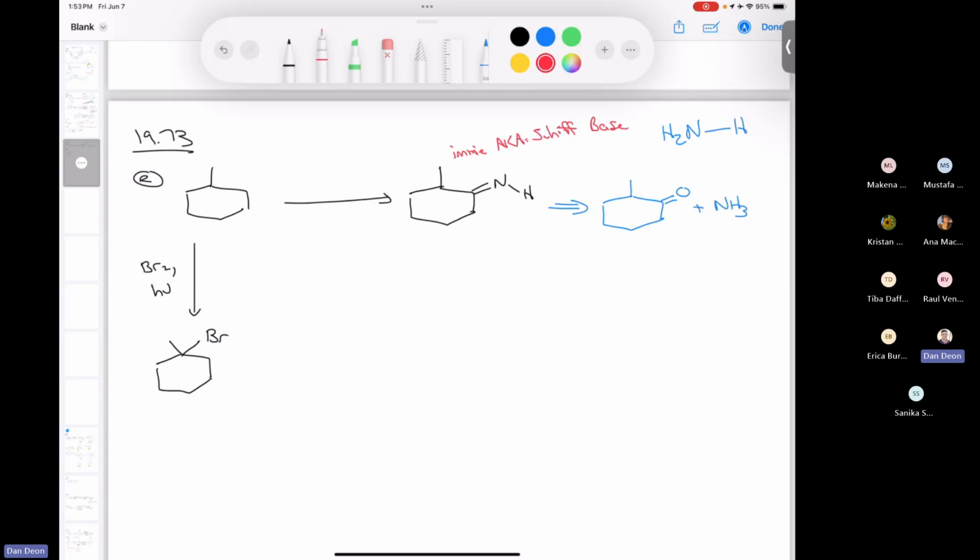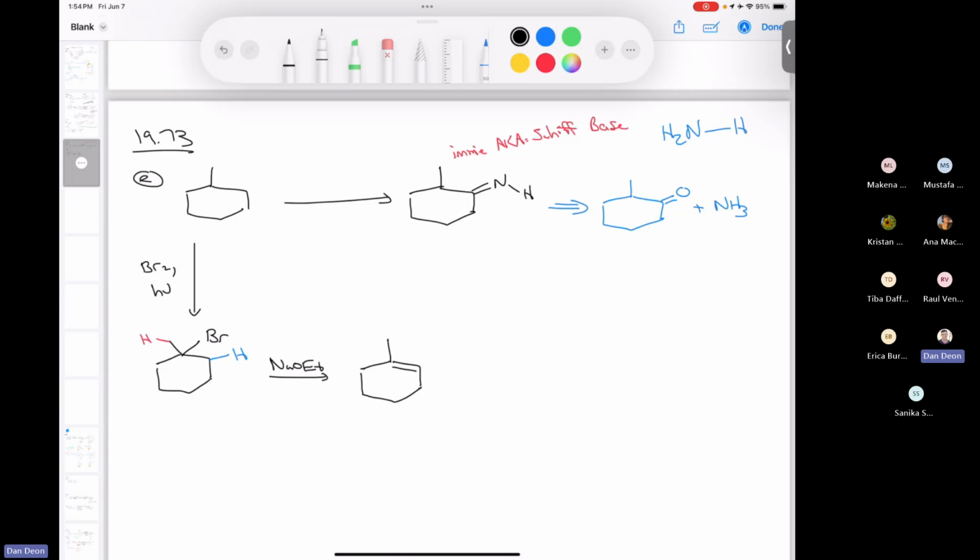Now, in this case, you do have two beta protons, right? You have the red one and you have the blue one. You want to pull off the blue one. And so to do that, you're going to use an unhindered base like sodium methoxide or sodium ethoxide, doesn't matter. Even sodium hydroxide is fine. And so that's going to give you 1-methylcyclohexene. Now you can see we're getting closer.